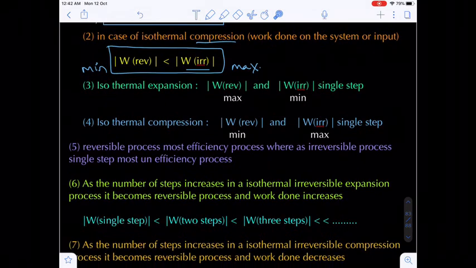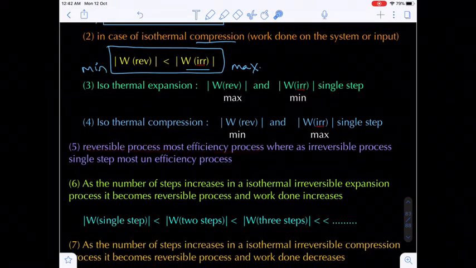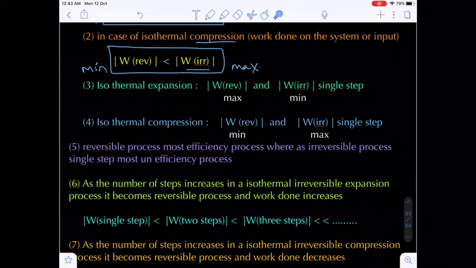Are you getting my point? And reversible process is the most efficient process. Why the most efficient process? Because in this process, maximum work done is obtained. That means input will be less and output will be more.